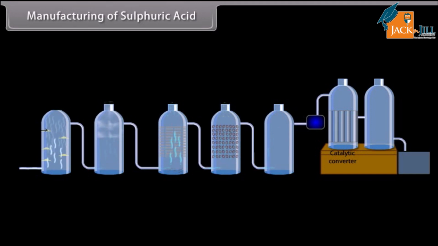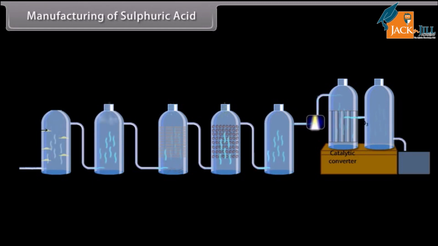Then, gases pass through an arsenic purifier, which removes impurities of As2O3. The gases coming out of the purification unit are passed through the testing box to make sure that they are completely free from impurities. The pure gases coming from the testing box are preheated to 673 to 723 Kelvin in a preheater. The hot gases are then passed through the catalyst chamber, where SO2 is oxidized to SO3.